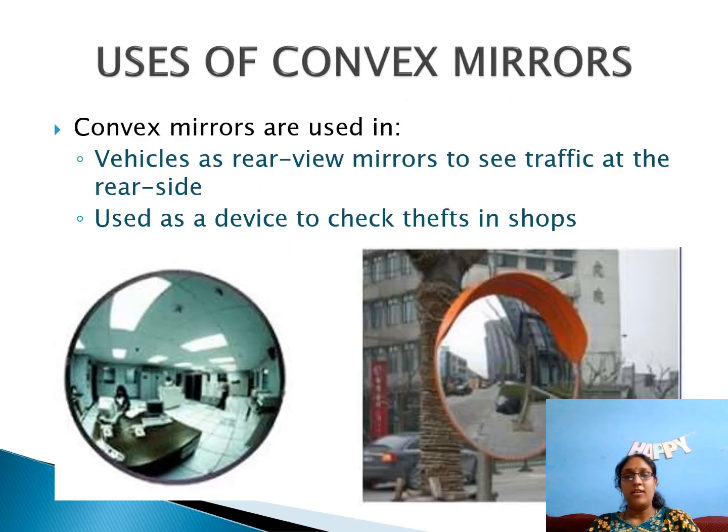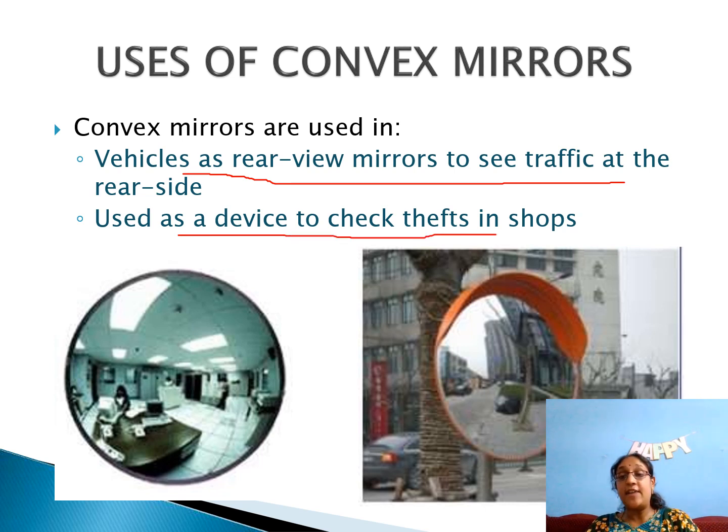Next, where do we use the convex mirror? Convex mirrors are used in vehicles as rear view mirrors to see traffic at the rear side. We are using it in daily life, right? It is also used as a device to check thefts in shops.